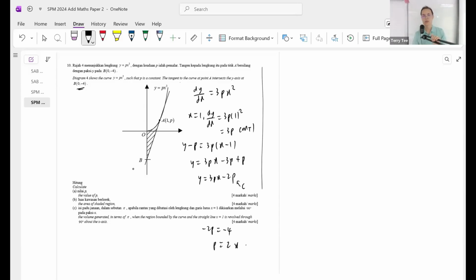Now, some people, they just go and do y2 minus y1 over x2 minus x1. They compare with the dy/dx, which is 3p. They solve for p, also can, right? So I think I'll just do it this way. My p is 2. This is part A.